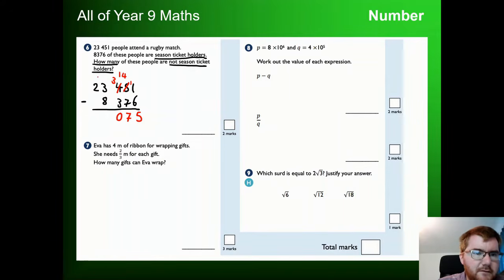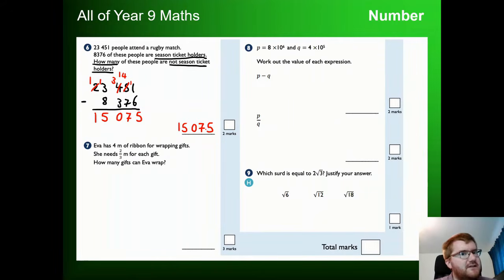That's helpful. 3 minus 8 doesn't work. Cross out a 1 here. Carry it across. I'm sure you've done this many, many times. And that gives us 13 minus 8 is 5. And then the 1, giving us the final answer of 15,075. So these worded questions, just make sure you read them carefully and understand exactly what they expect you to do.